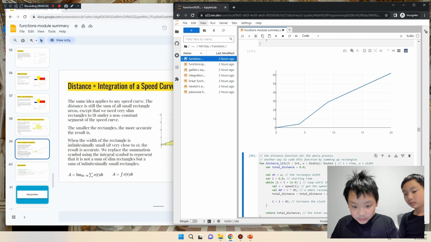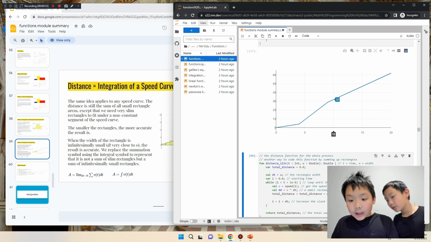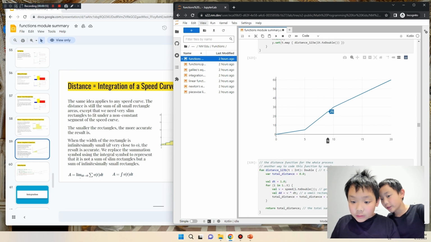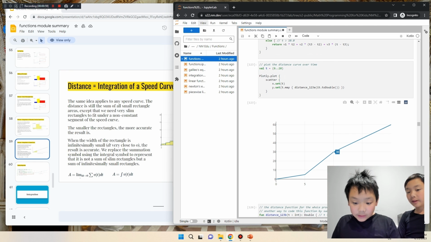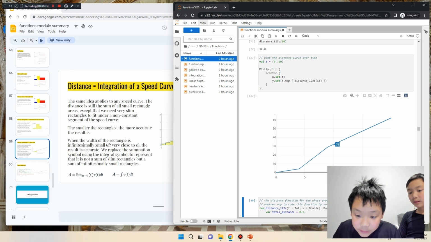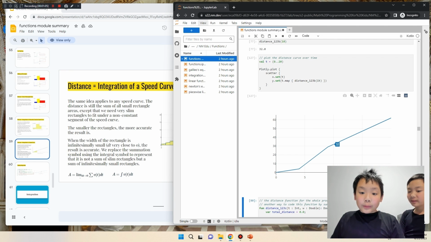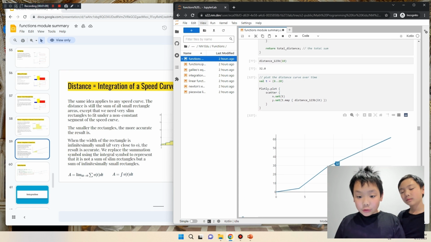So when we plot this, we can see that at time 10, it's going to be 32. But it's not very accurate. As you can see, when we did the other method, at time 10 it is 30 because that's the most accurate answer. But this one is only 32 because the rectangles here are too big.